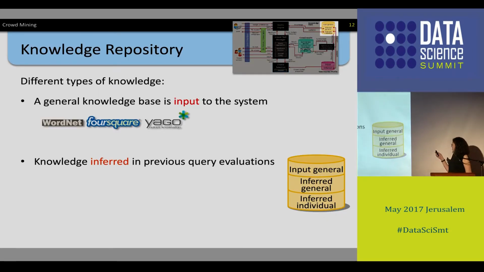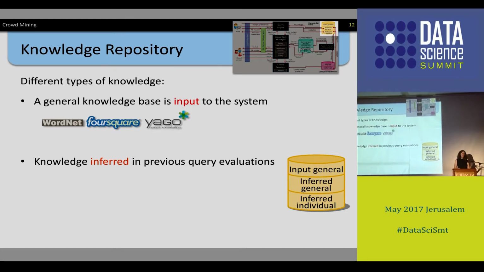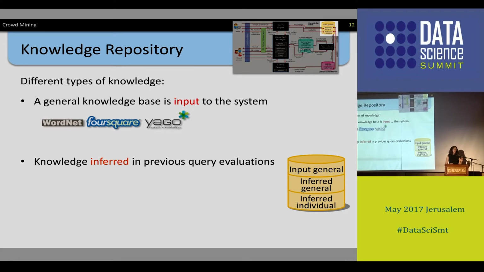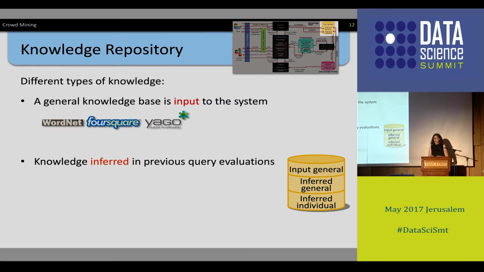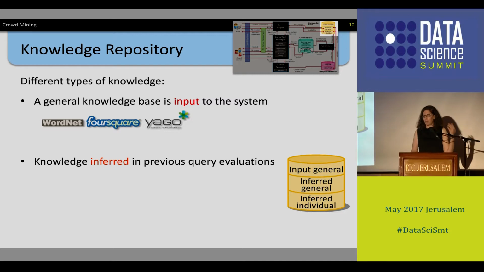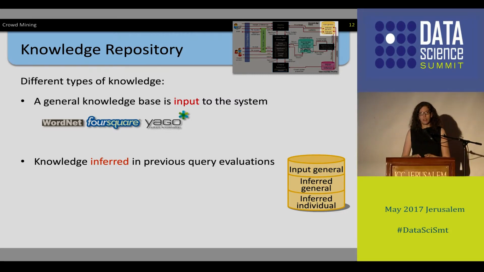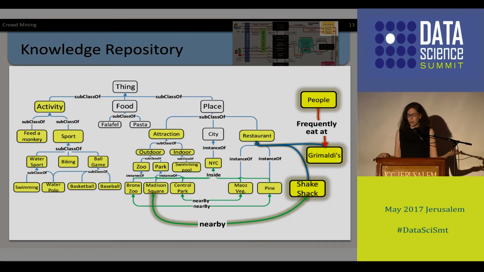You can see the small map here on the top. Okay, so we're starting with the knowledge. We're assuming that we're starting from some existing knowledge base. This could be a publicly open knowledge base, but it could also be a domain-dedicated knowledge base. And we also have some knowledge inferred in previous rounds of the system. Okay, so this could look something like that.